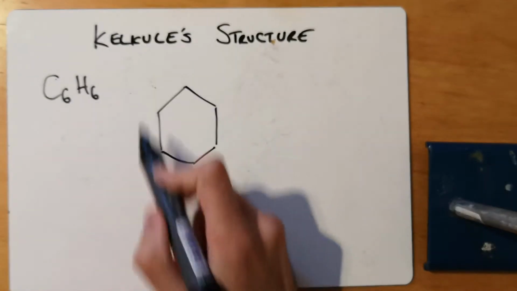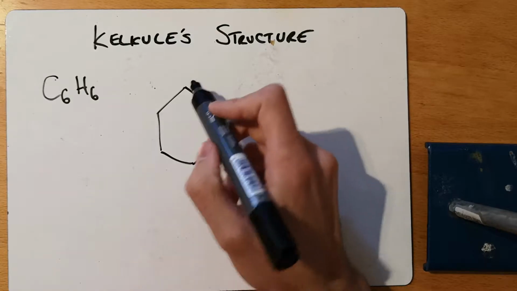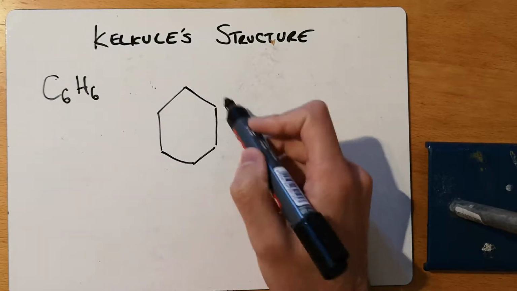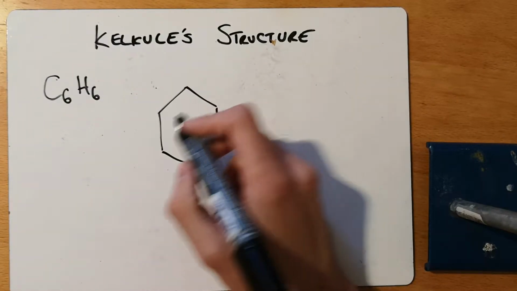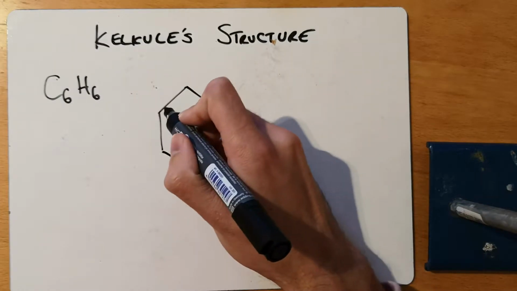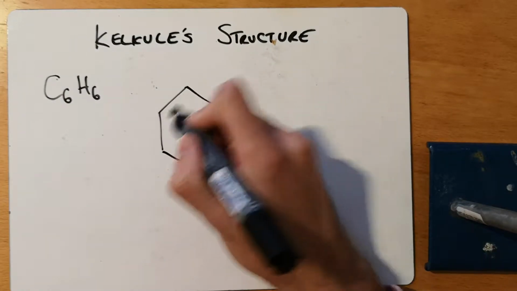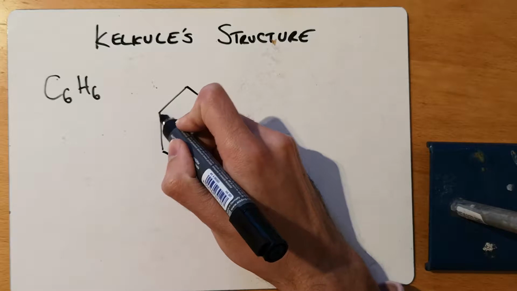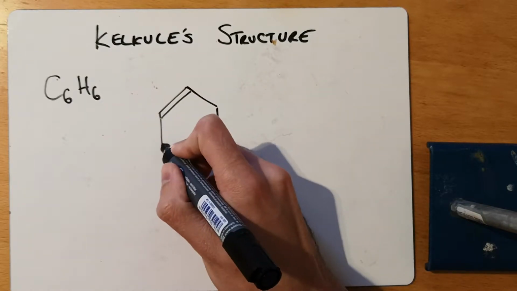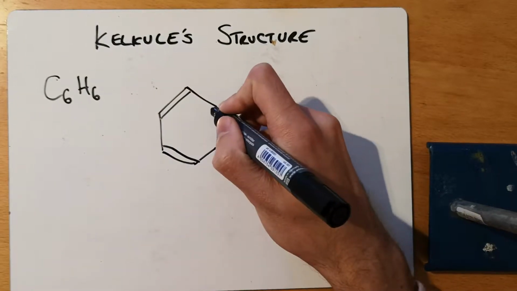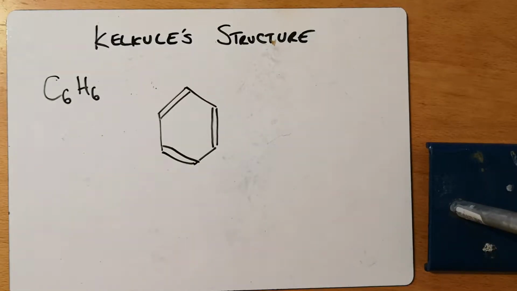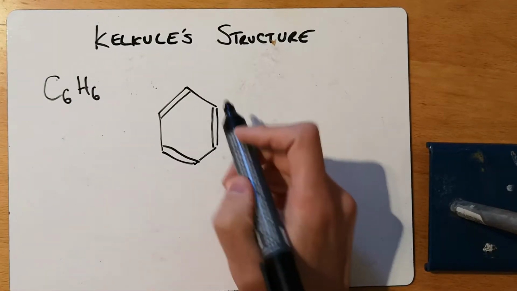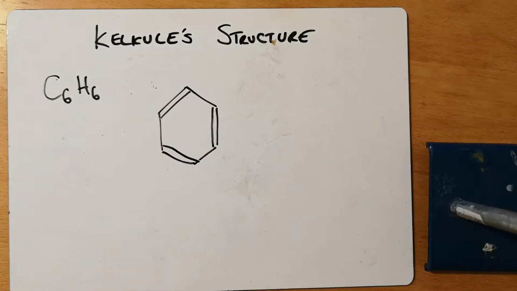Now he put 6 carbons in a ring, so each carbon is bonded to its neighbours. Each one then has a hydrogen around it, which I'm not going to draw in, but every single one's got a hydrogen. And then every other bond he suggested was a double bond, and that fit: 6 carbons with 6 hydrogens, each carbon bonded 4 times.